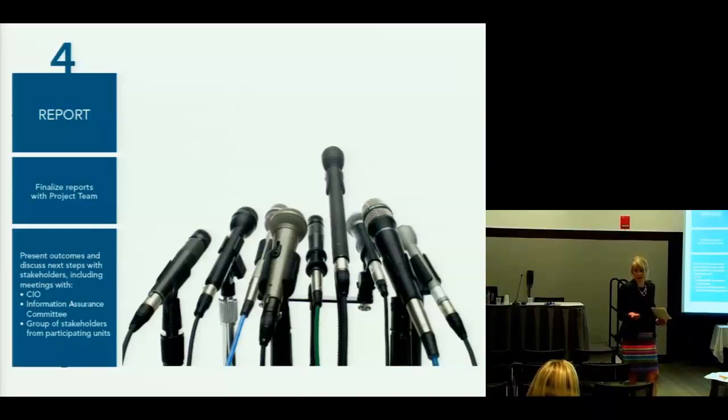We met with the CIO. At the time, the CIO was acting as the CISO. They were, I think, actively looking for a CISO at the time. But then we also had a meeting with the Information Assurance Committee to walk through the whole report and answer questions. The project team was there to talk about next steps and how these risks were actually going to be addressed. And then we also had another meeting which we opened up to anyone who had participated in the process. We did the same thing. We walked through the report and answered questions.